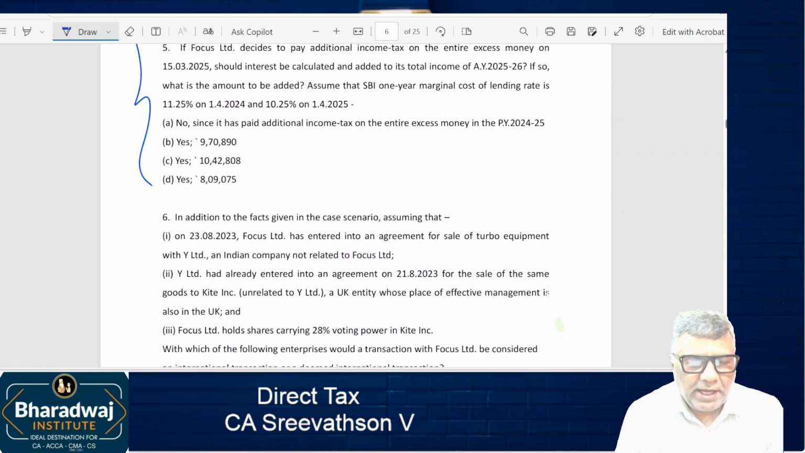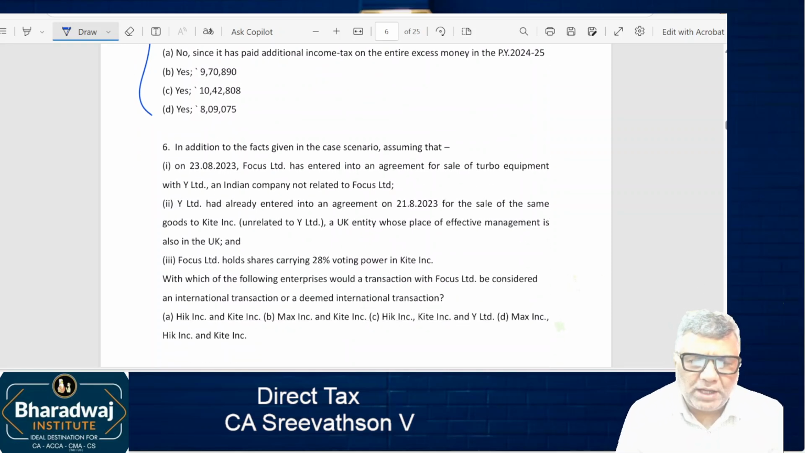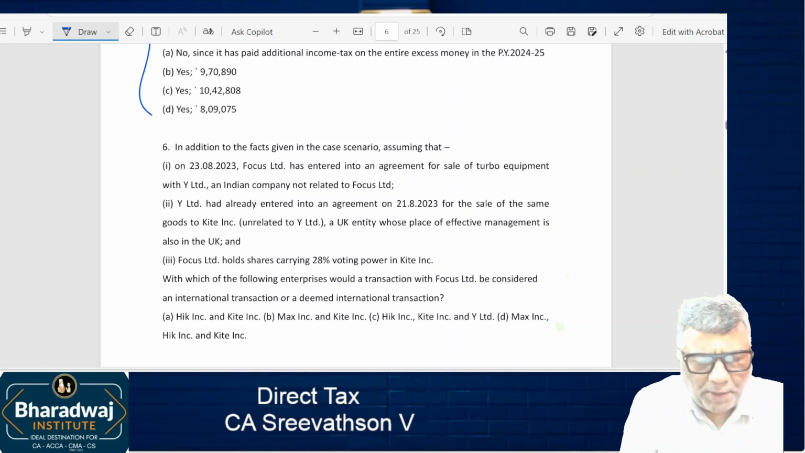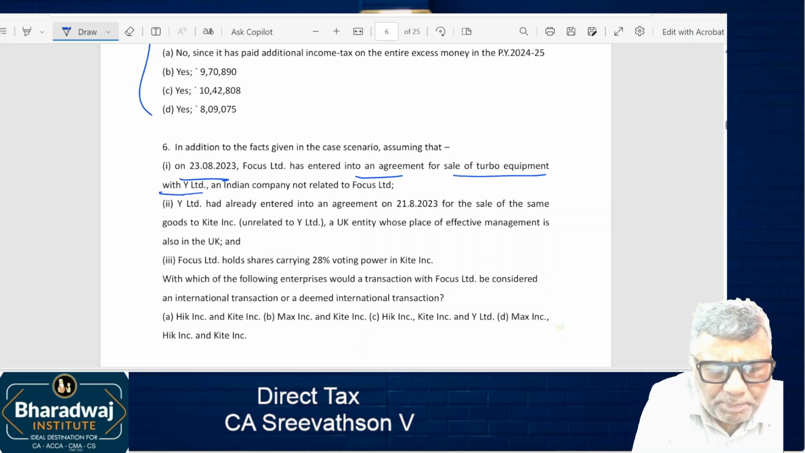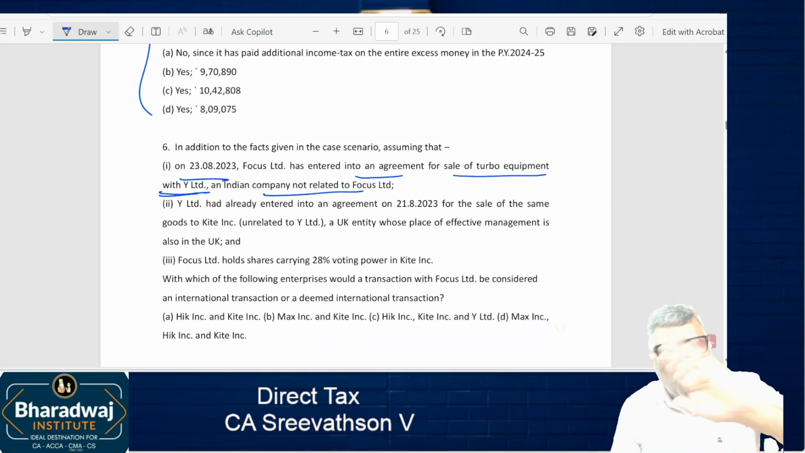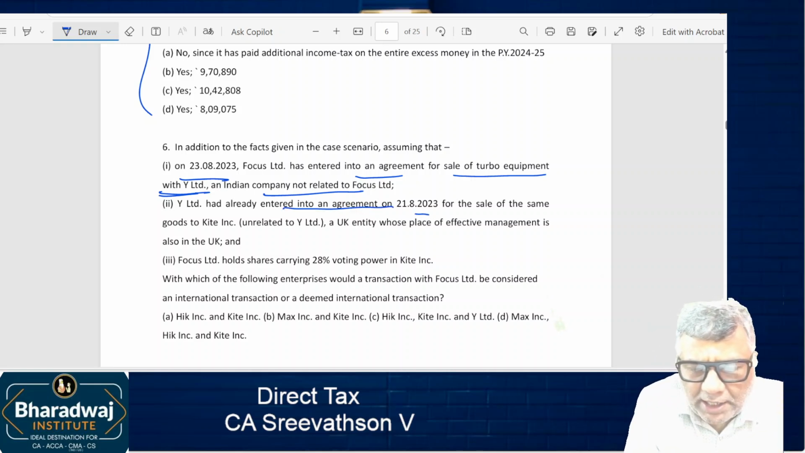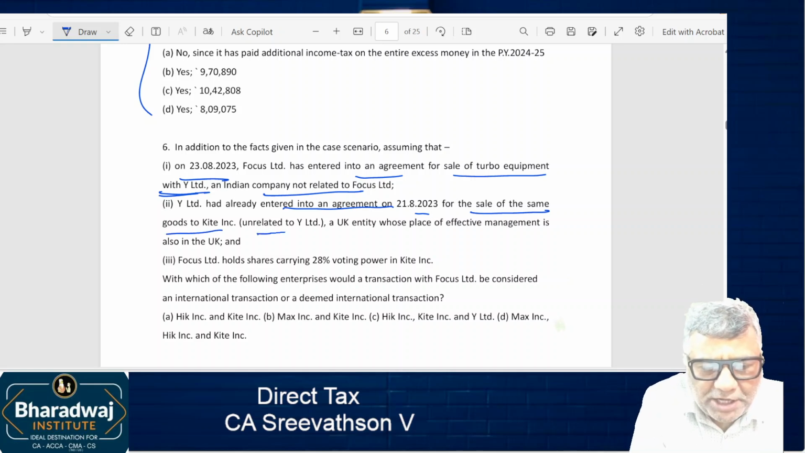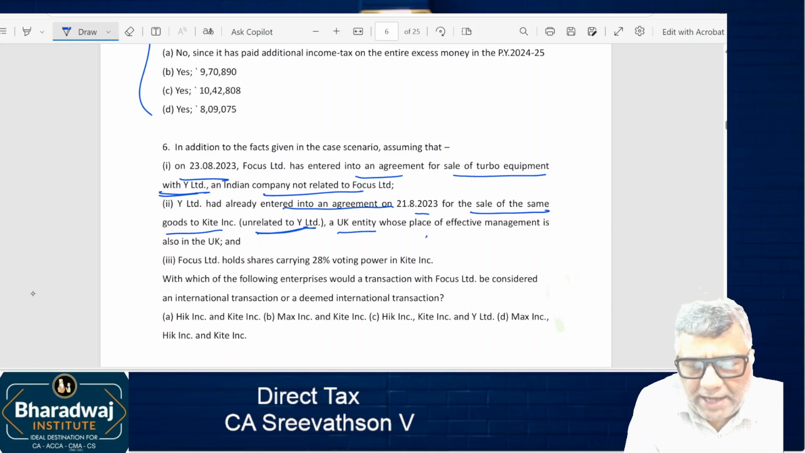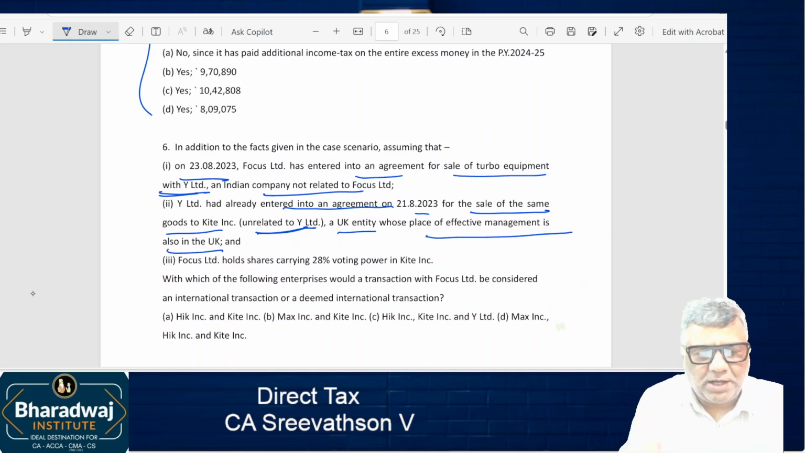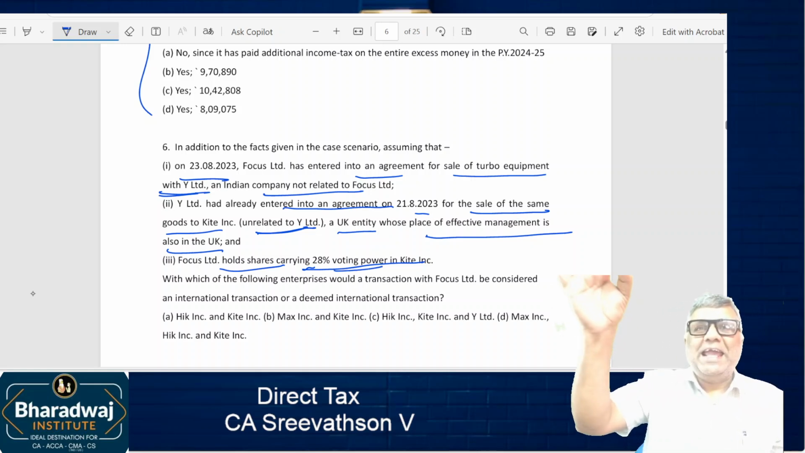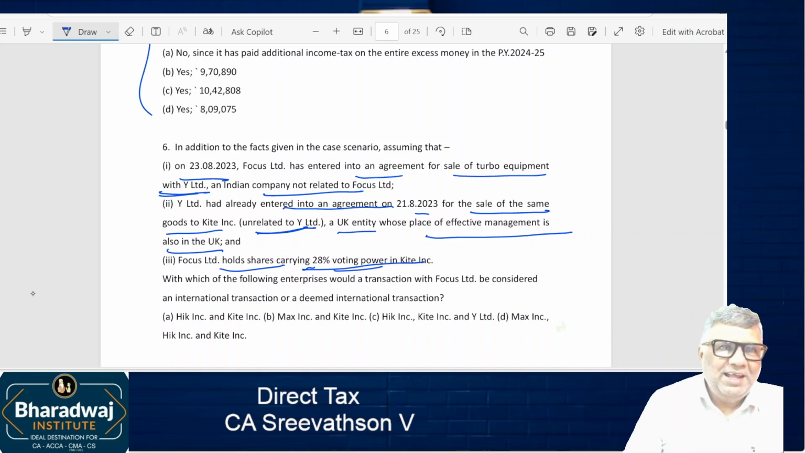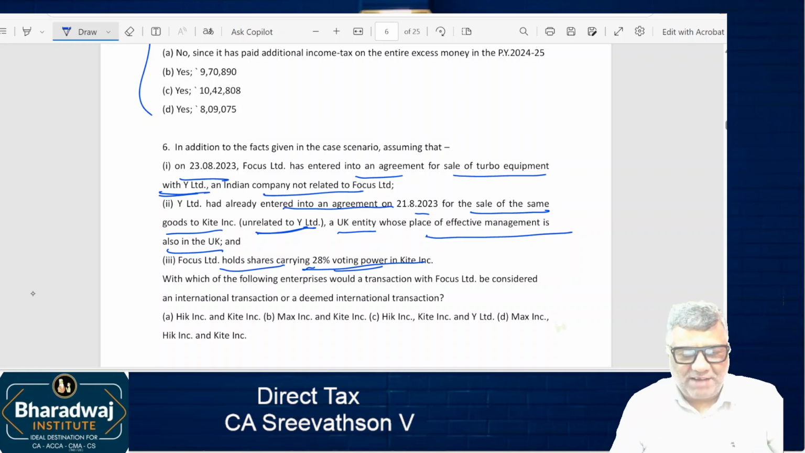In addition to the facts given in the scenario above, assume that on 23/8/23, Focus Limited has entered into an agreement for sale of turbo equipment with Y Limited, an Indian company not related to Focus Limited. Y Limited has already entered into an agreement for the sale of the same with Kite Incorporation, unrelated to Y, and a UK entity whose place of effective management is Focus Limited, which holds 28% shares in it. This is known as deemed international transaction.